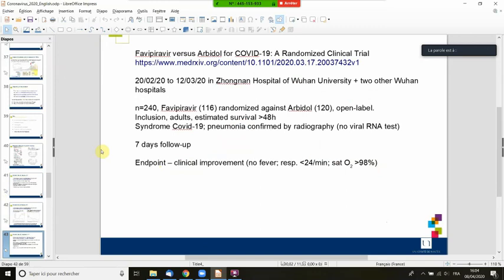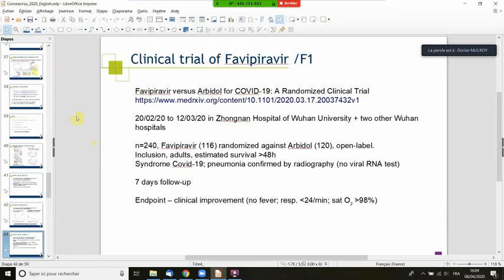Okay, next one, favipiravir. So this is a nucleotide analog. It was developed as an inhibitor for influenza by the Toyama Chemical Company, which is a branch of Fuji in Japan. It was developed as a treatment for influenza, and it's actually active against several RNA viruses. So it's kind of unusual for antiviral agents because it's broad spectrum. So that's why it was used in this trial against Arbidol.